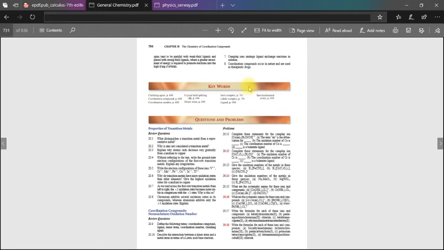Keywords are usually helpful if maybe while you're reading you missed certain definitions. It's helpful to go back.